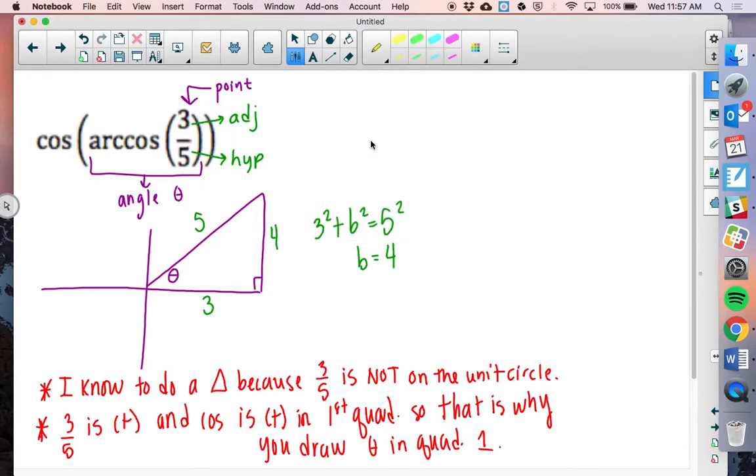Now, we had said that with arc cosine, you input a point and you output an angle theta. So the theta that comes out is right here. And we don't know what theta is, but I know that in the end, what I'm doing is just finding cosine of theta, because the problem says cosine of this yellow part, and if the yellow part is theta, then I'm finding cosine of theta. Now we don't know what theta is, but we've got this triangle drawn. So what is cosine of theta going to be? So cosine's adjacent over hypotenuse, so it ends up being 3 over 5, and that's just your final answer. That's it.